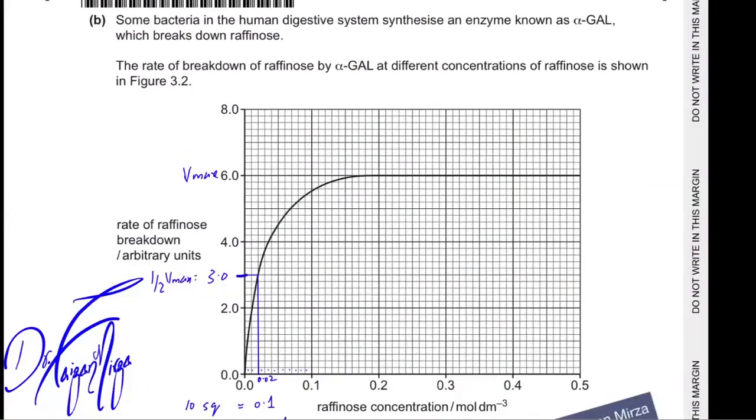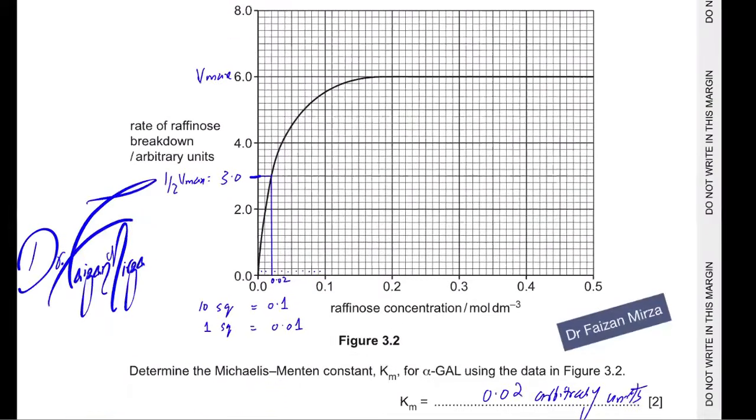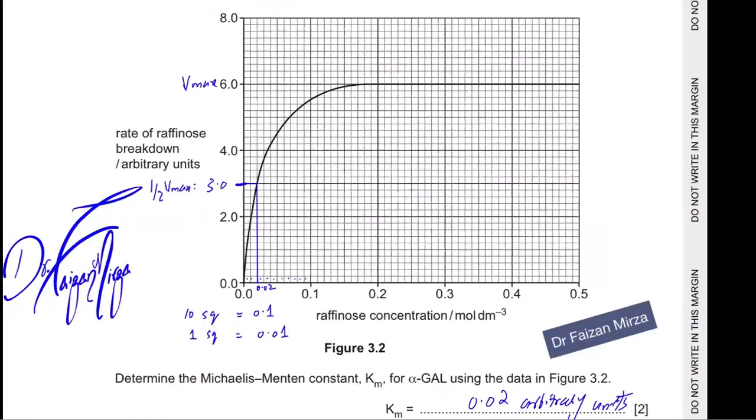Some bacteria in the human digestive system have an enzyme known as alpha-gal, which breaks down raffinose. So this is the breakdown of raffinose by alpha-gal shown to you. Again, the Vmax can be read from here. Half Vmax can be calculated by dividing it by two, and you can just drop it down on the x-axis to read the value of Km.